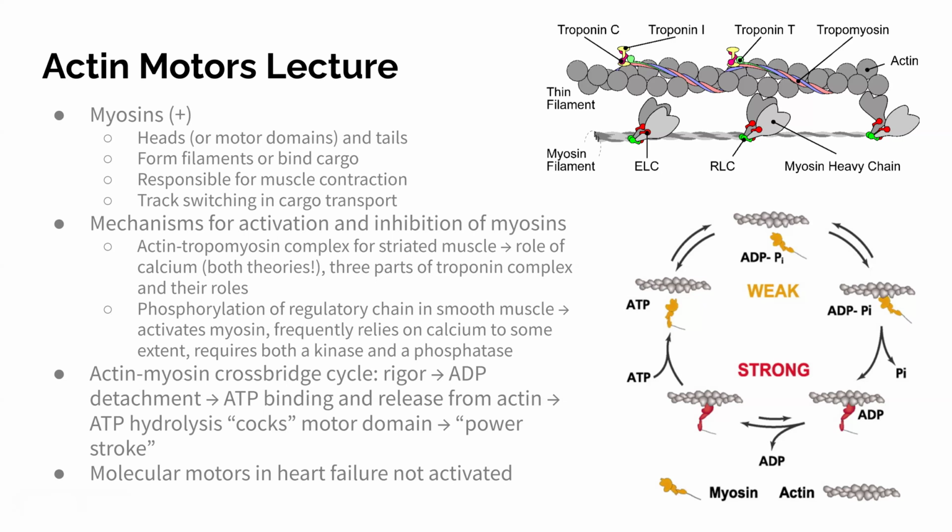What happens in heart failure is these molecular motors are not being activated. That's why you're not getting as big of a stroke volume, and so you're decreasing your total cardiac output. That could be due to either depletion of calcium ions or lack of ATP. It can also just be due to damage to other cells.